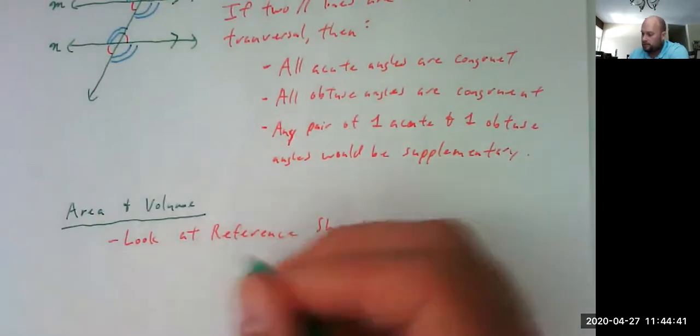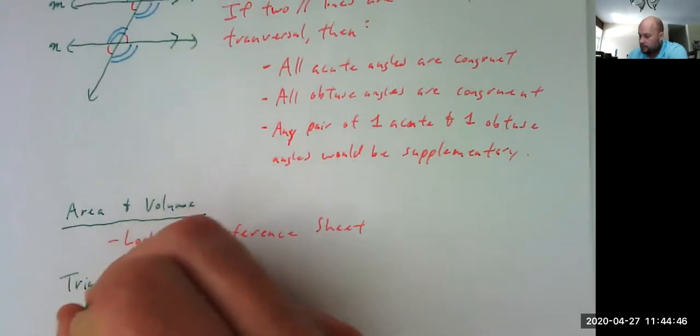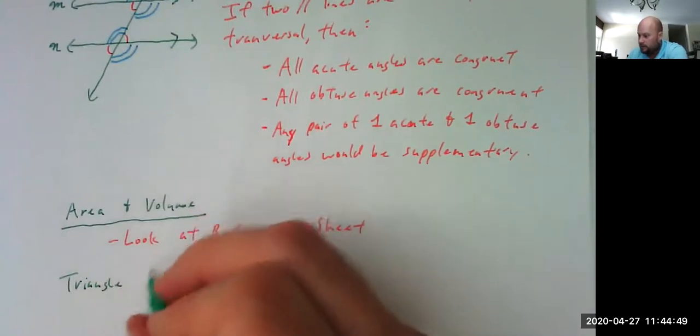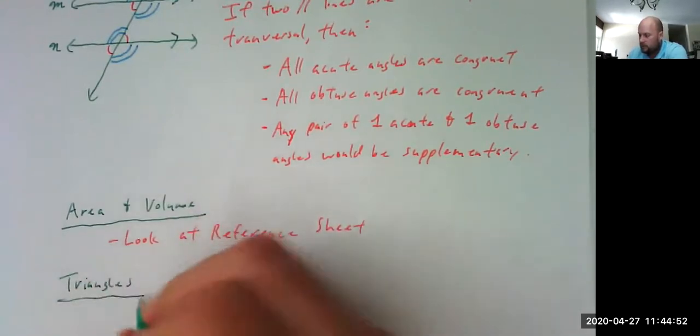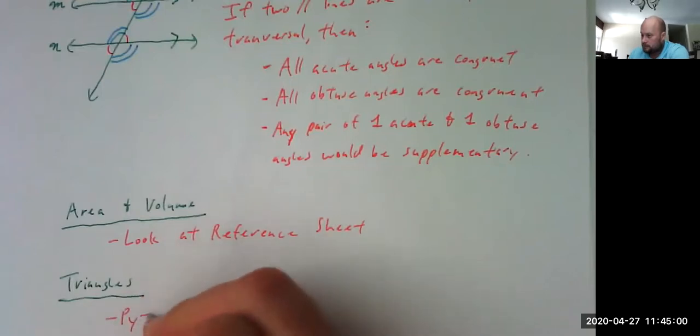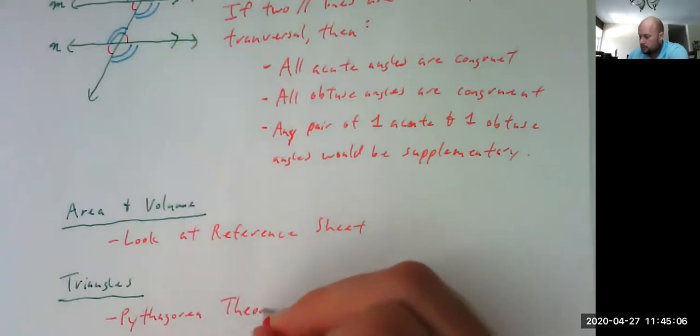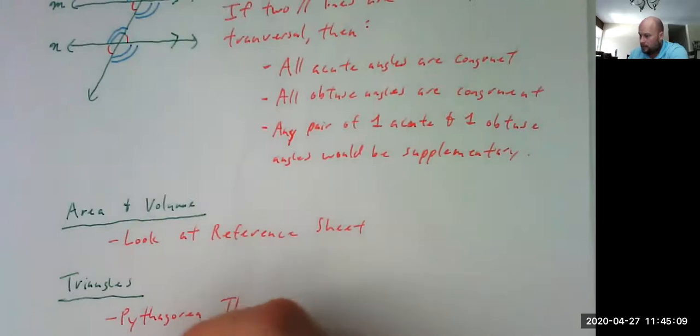triangles and other polygons. There's a couple important things that you need to know about triangles. Let's just focus on triangles first. We need to know the Pythagorean theorem. And that's the one that goes, and you can write this either way. Most people write it as a squared plus b squared equals c squared. In a lot of geometry books, they'll reverse it: c squared is equal to a squared plus b squared.